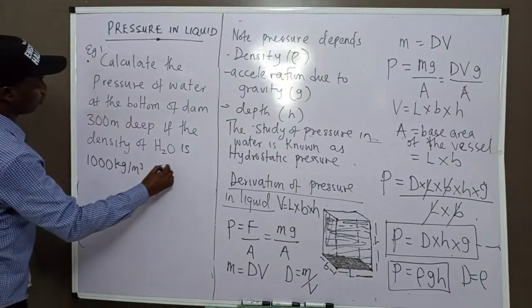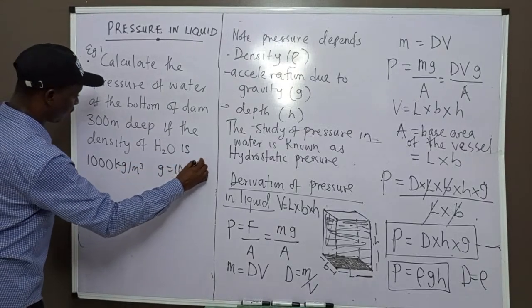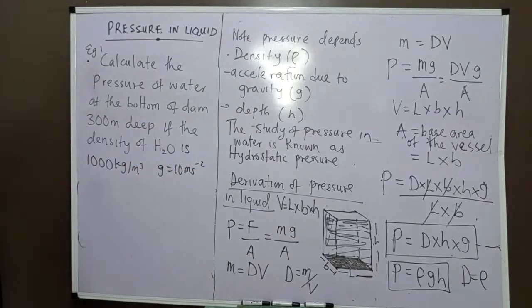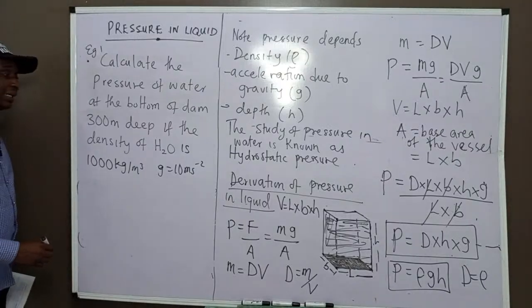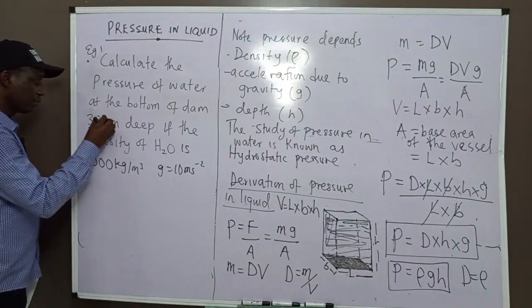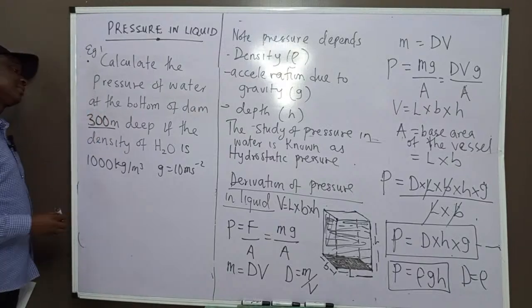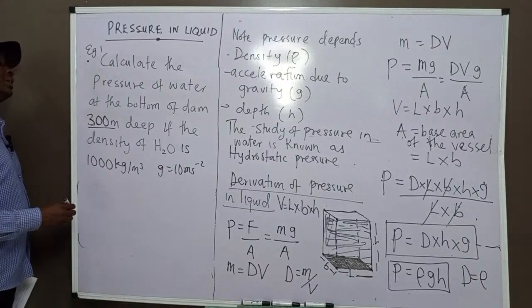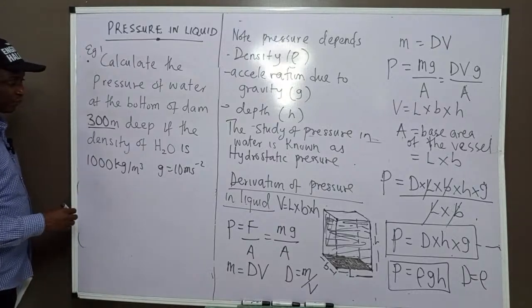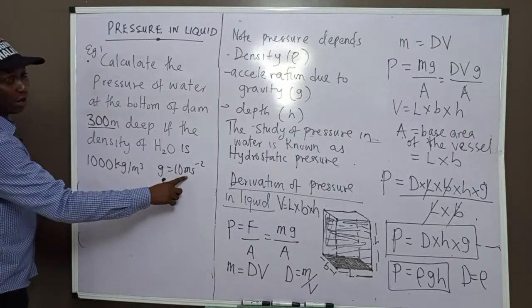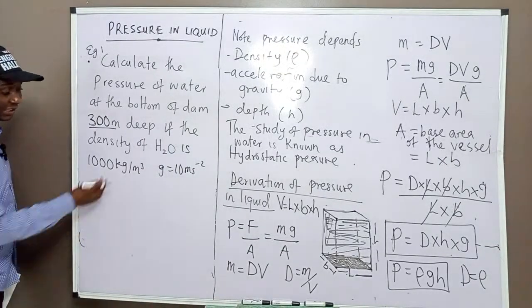Take g as 10 meter per second square. Now they say calculate the pressure of water at the bottom of a dam 300 meter deep. You must ensure that your depth is in meters, so that you can go alongside with the acceleration due to gravity, the standard unit.